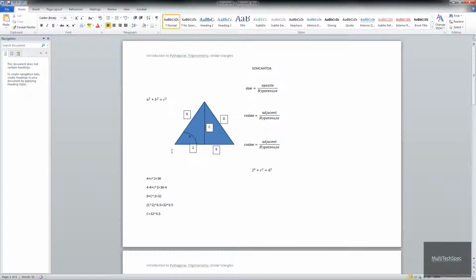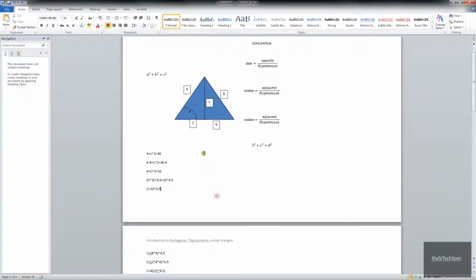The adjacent side is the side which the angle is adjacent to the right angle. So it's the side where the right angle resides, if you will. And those explain these little formulas here.